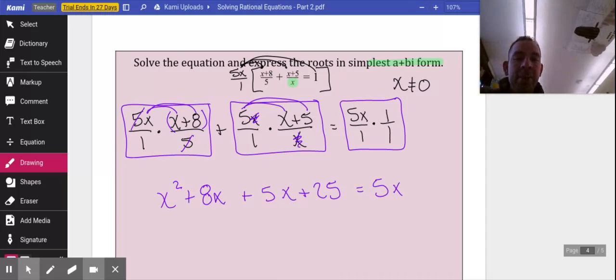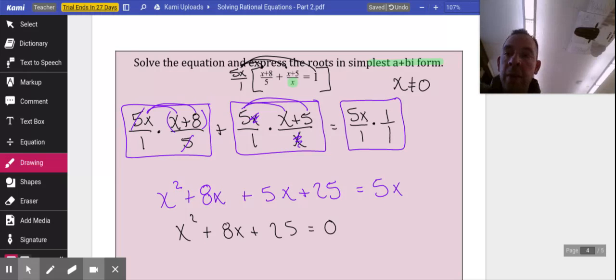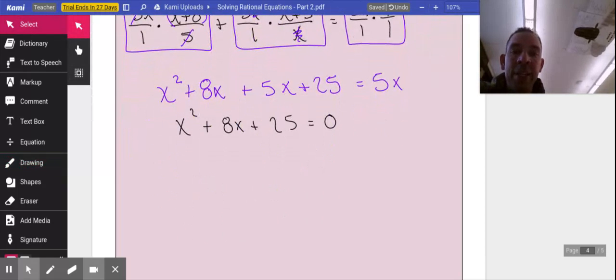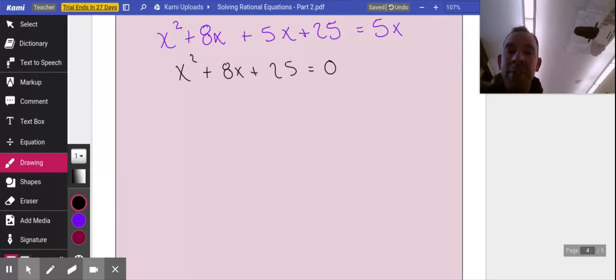All right, let's see if we can move everything over to the left side here. And it looks like I'm going to get x squared. If I subtract the 5x over, I just get 8x plus 25 equals 0. Naturally, my knee-jerk reaction is to try to factor that. But again, the direction said we're looking for answers in simplest a plus bi form.